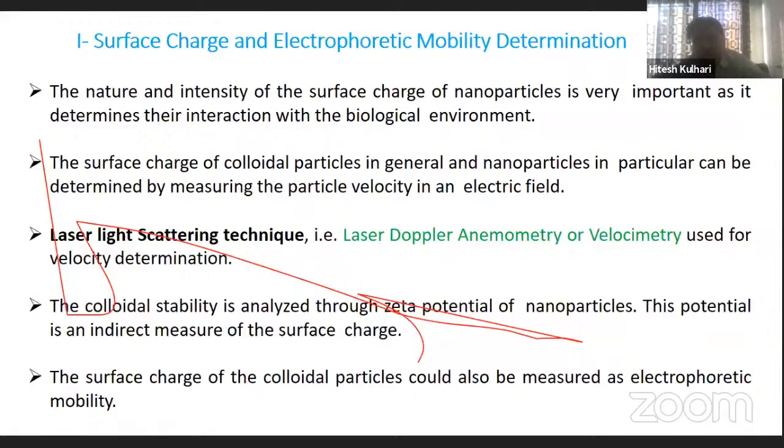That also gives information about the surface charge of the nanoparticle. Laser Doppler anemometry and velocimetry are generally used for the determination of the electrophoretic mobility. Electrophoretic mobility means the velocity of the nanoparticle under the electric field, how it behaves. That is known as the electrophoretic mobility. So surface charge and electrophoretic mobility are important for the stability of the nanoparticle.